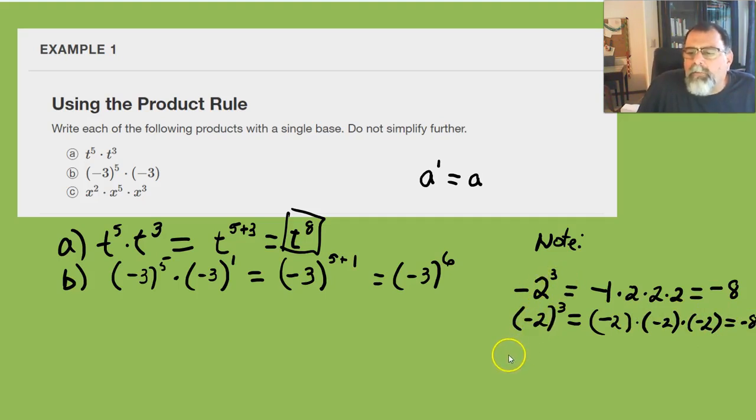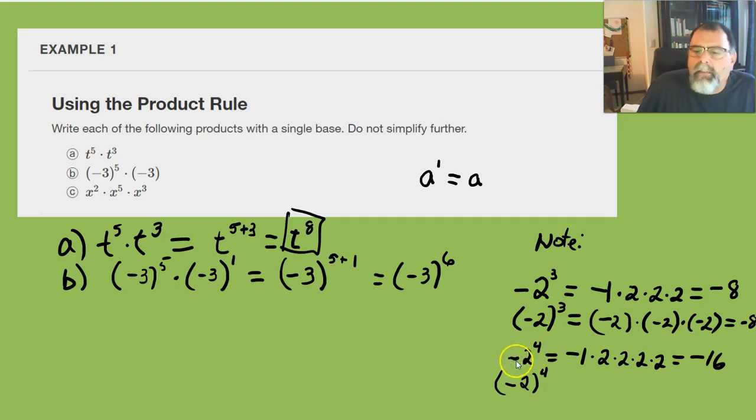But if that was to the fourth power, negative 2 to the fourth, this is interpreted as negative 1 times 2 times 2 times 2 times 2, which is negative 16. And if I had negative 2 in parentheses to the 4th power, technically you should read the first one as the opposite of 2 to the 4th power. So you do 2 to the 4th first, which is 16, and then you multiply it by the negative 1. Whereas this problem is actually negative 2 multiplied 4 times. So hopefully that makes sense.